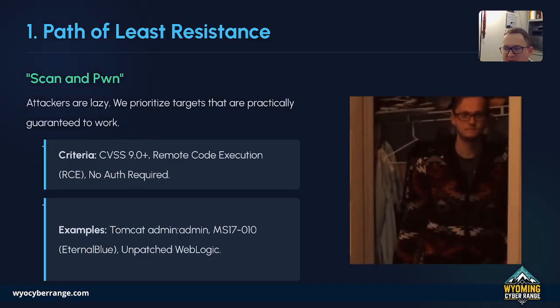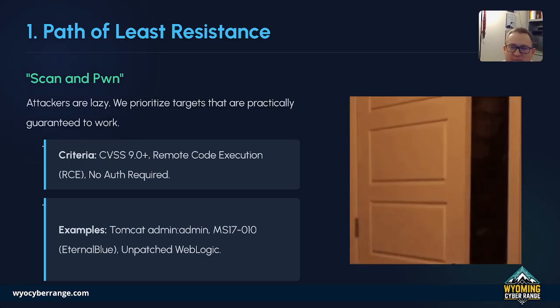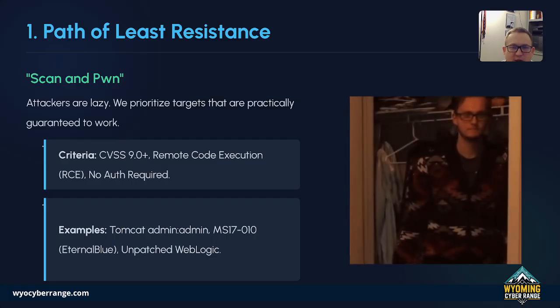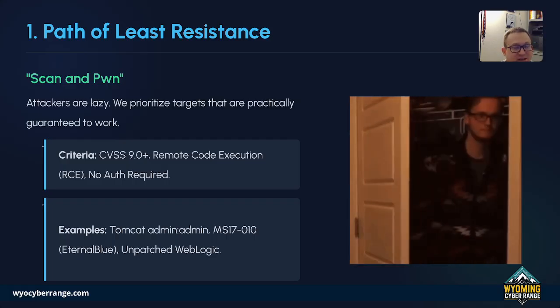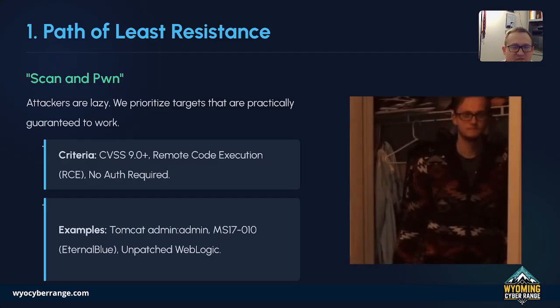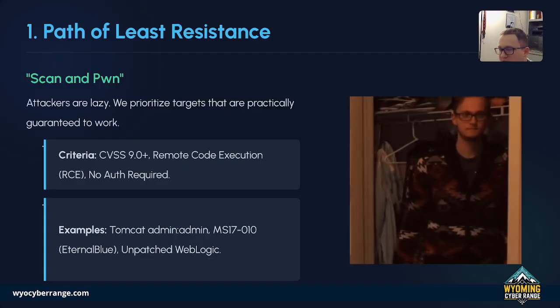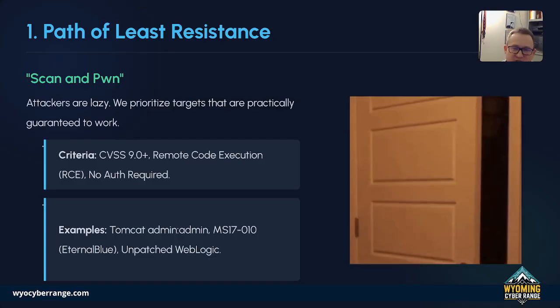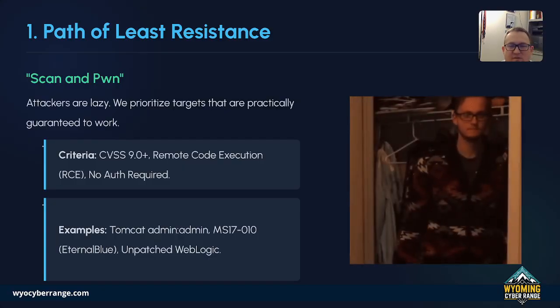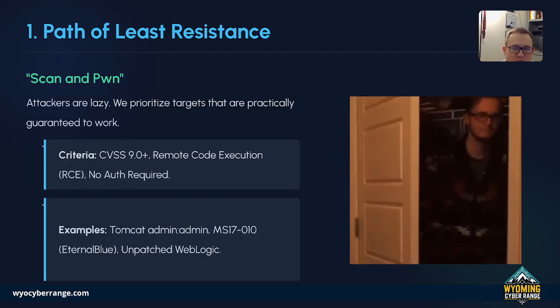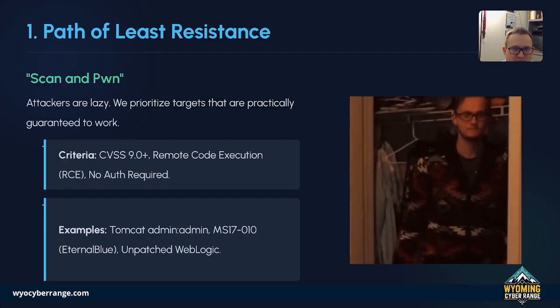So we're going to pick the path of least resistance. Let's be honest, attackers are going to be lazy. So we're going to prioritize the targets that are practically guaranteed to work. If you see a vulnerability with a CVSS score of 9.0, like remote code execution, and no authentication is required, well, that's probably going to be our first stop. Good examples of this would be Tomcat with admin credentials or unpatched WebLogic servers as we go through them.